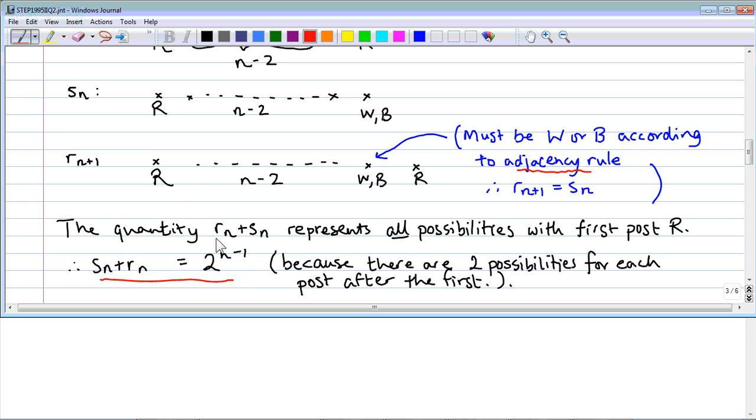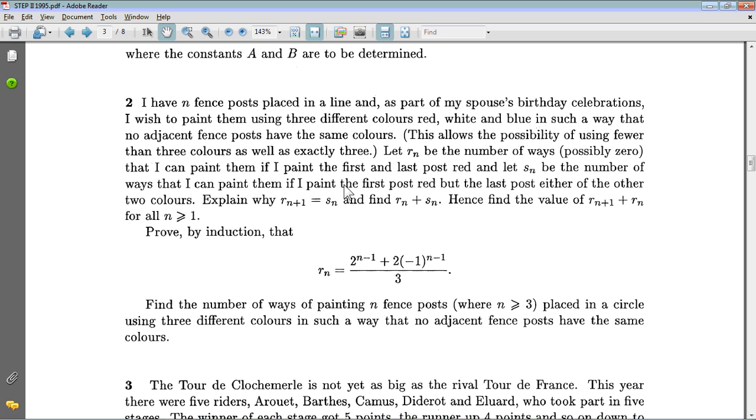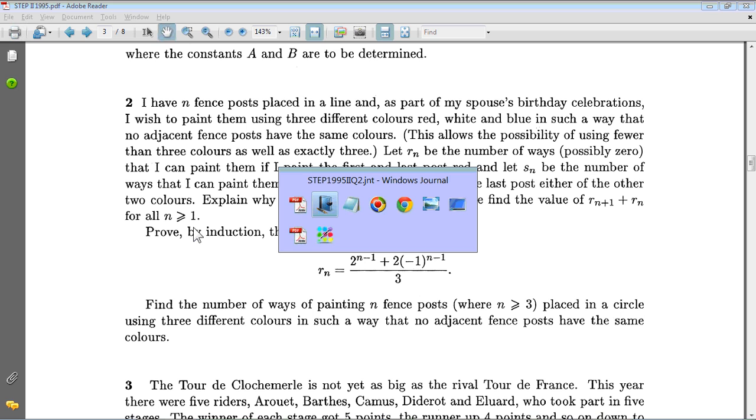So n minus 1, because the first post is red, so there's only one possibility there, but all other n minus 1 posts have two possibilities, so we just multiply them all together, 2 to the n minus 1. Okay, so we've done the first two tasks of the question. The third one is to find the value of Rn plus 1 plus Rn for all n greater than or equal to 1. Well, this is nothing at all, is it? Because what did we just say? We just said that Rn plus 1 was equal to Sn. So we can replace Rn plus 1 with Sn, and then Rn plus Sn will be equal to the thing we just calculated.